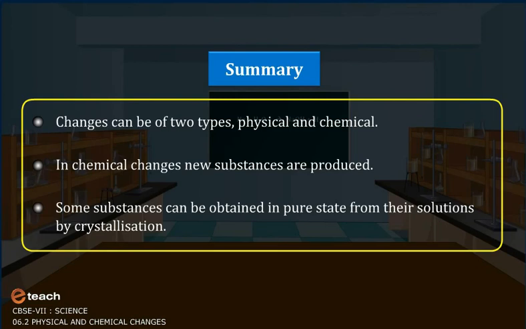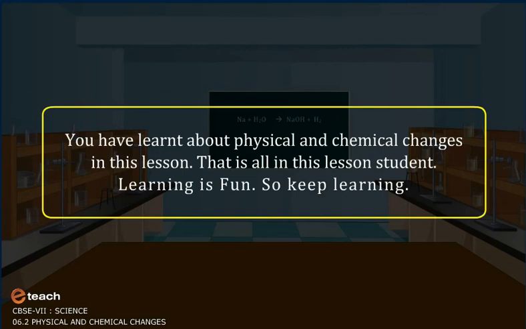Summary. Changes can be of two types: physical and chemical. In chemical changes, new substances are produced. Some substances can be obtained in pure state from their solutions by crystallization. You have learned about physical and chemical changes in this lesson. That is all.